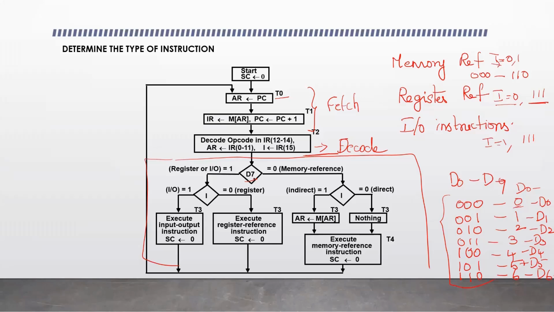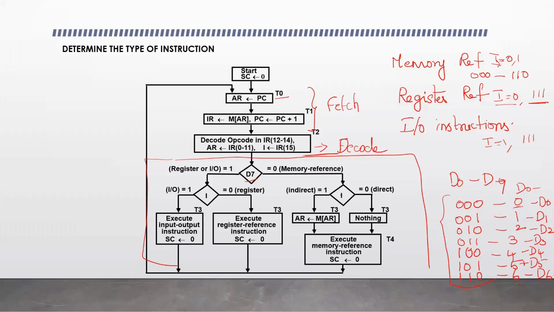So now we are checking D7 in the flowchart. The decoder output D7 is checked. If it is 0, that means it is a memory reference instruction. Or if it is 1, it may be a register instruction or an input output instruction. So let's come to this part, memory reference instruction. If decoder output D7 is 0, it is a memory reference instruction.